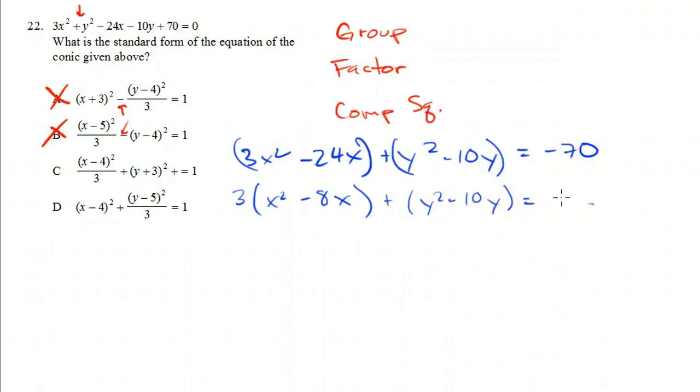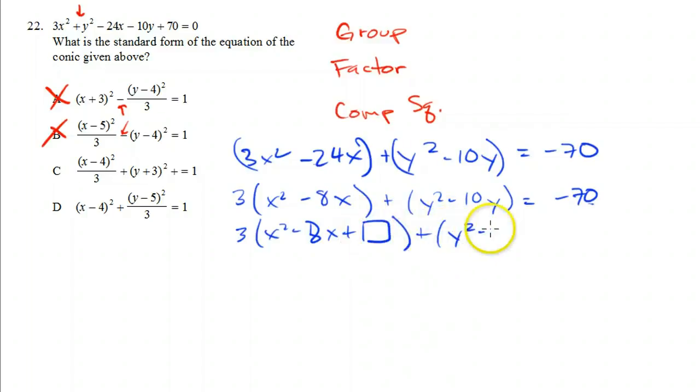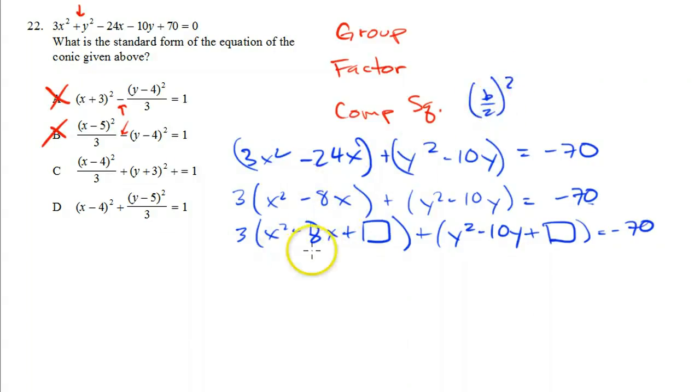And now the last step is the completing the square. And let's see. So I want to fill in this box here. Right, plus box and plus box. And let's see, what goes in here? We divide by 2. So we take the b term, the middle term, divide it by 2, and then whatever we get, we square it. So 8 divided by 2 is 4. 4 squared is 16. 10 divided by 2 is 5. 5 squared is 25.